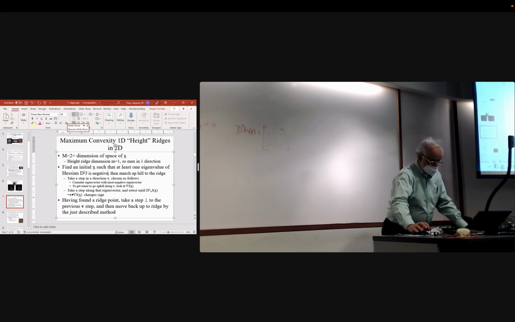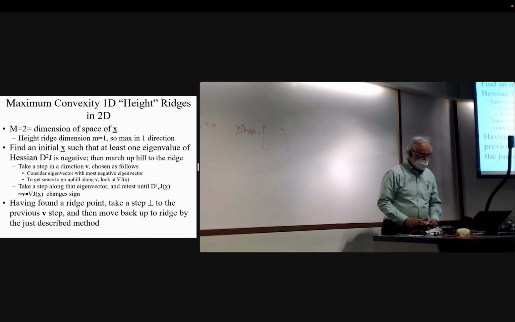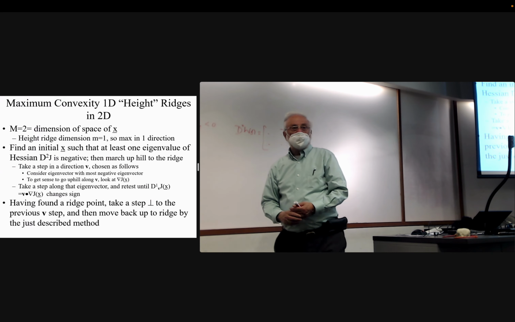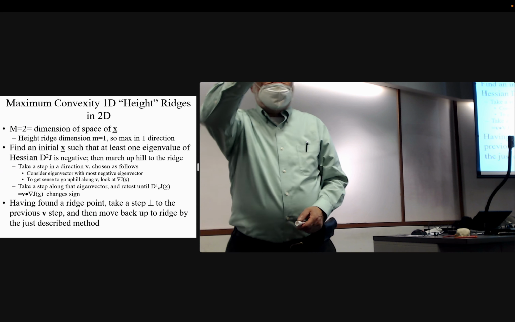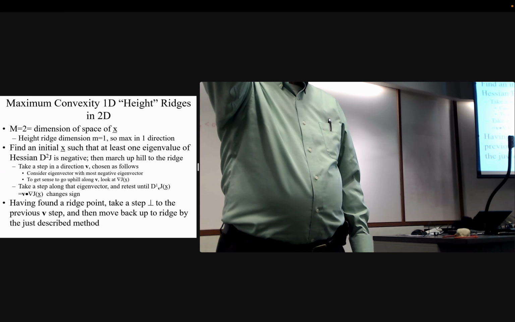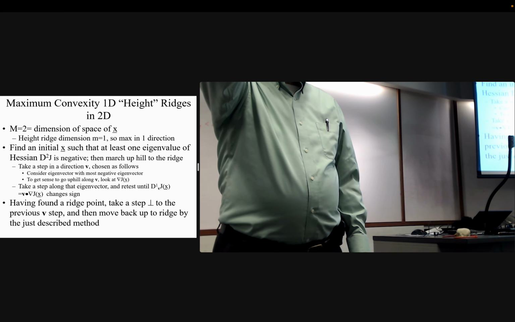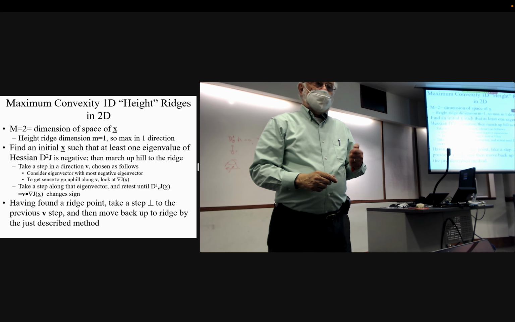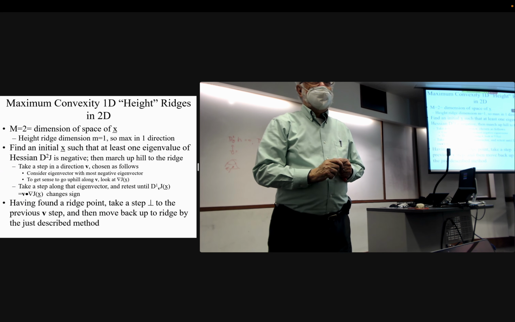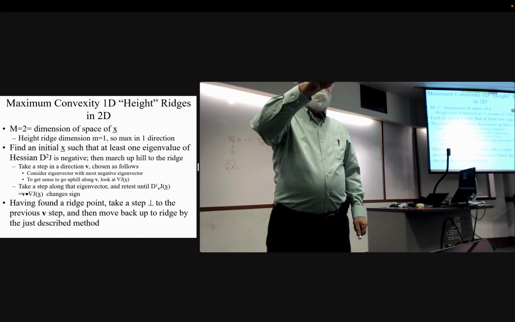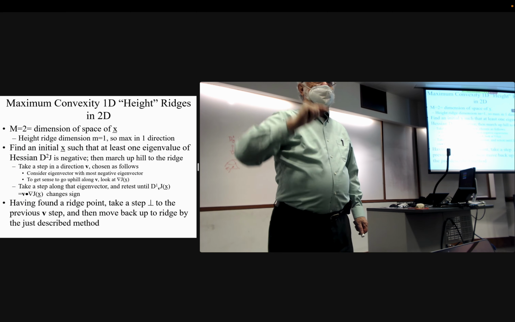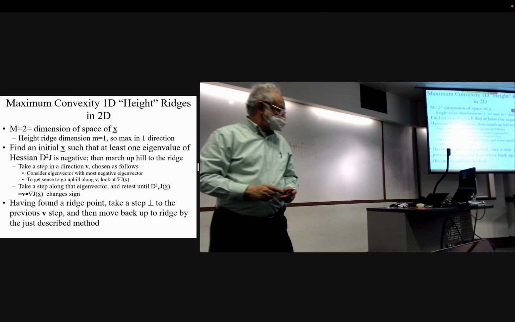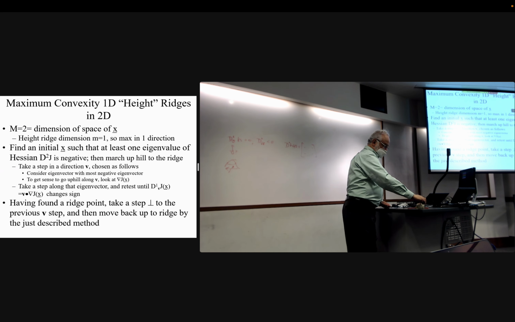As I said, I fixed that. Okay, once we're there, we have found a point on the ridge, and then we can look at the direction orthogonal to v and take a little step in that direction. So we've found a ridge corresponding to this direction.